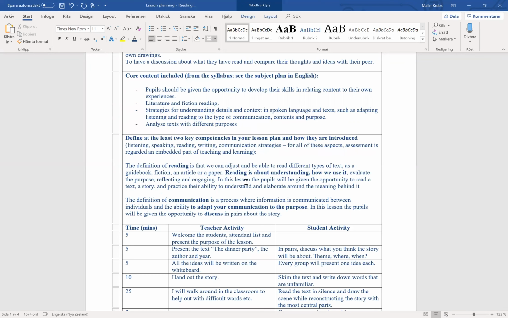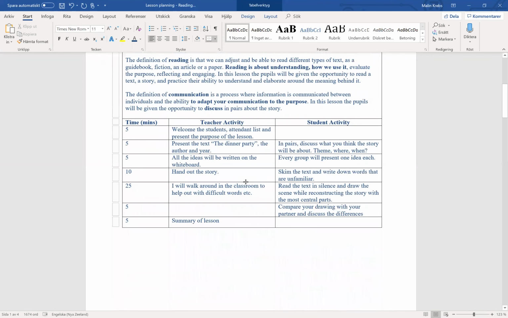Communication is also another big part of the lesson, where the pupils will try to put their ability to adapt their communication to the purpose. In this lesson, the pupils will be given the opportunity to discuss in pairs about the story.